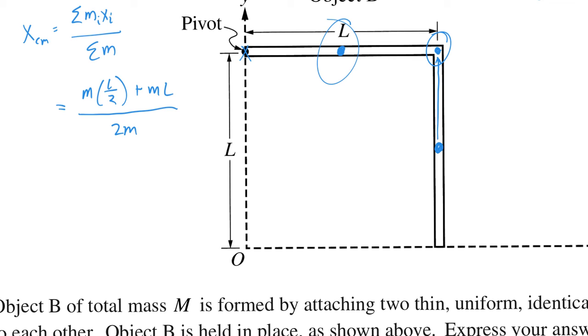Doesn't each of those bars only have a mass of 1 over 2? Or each point mass, object B of total mass m? All right, I read that wrong. It won't affect the answer, but we should do it anyways to be correct.